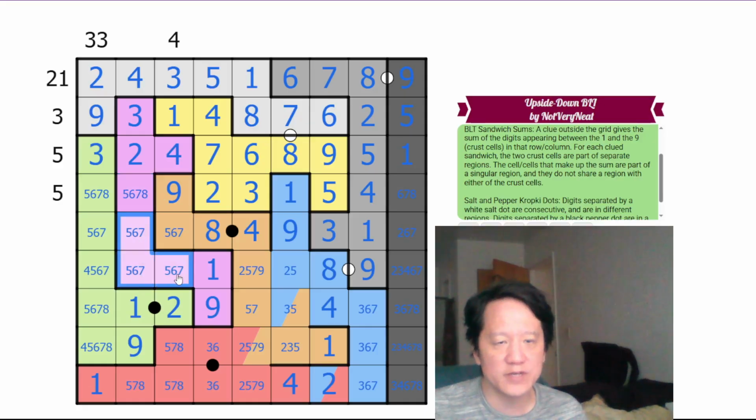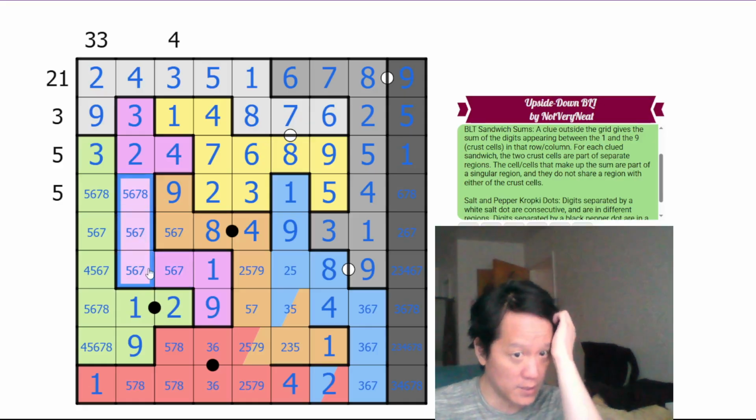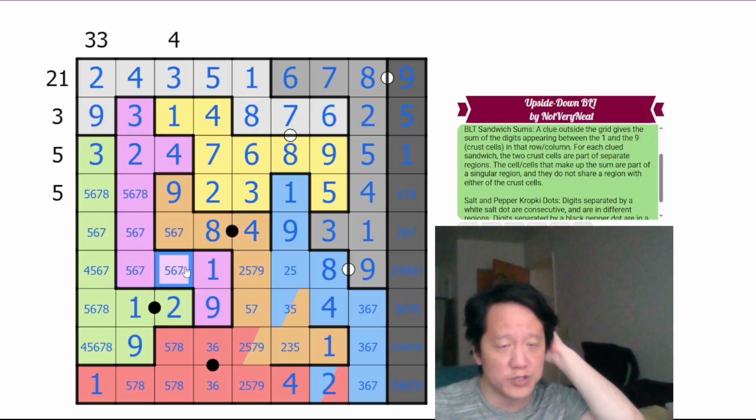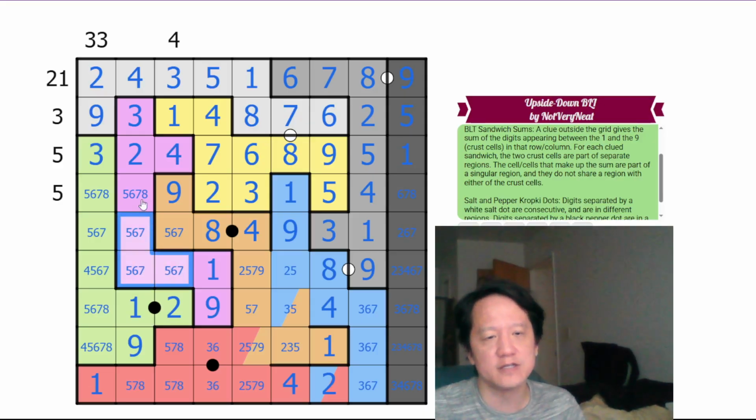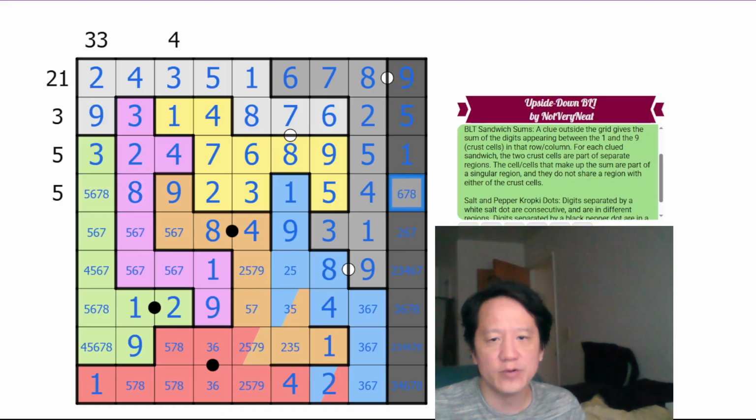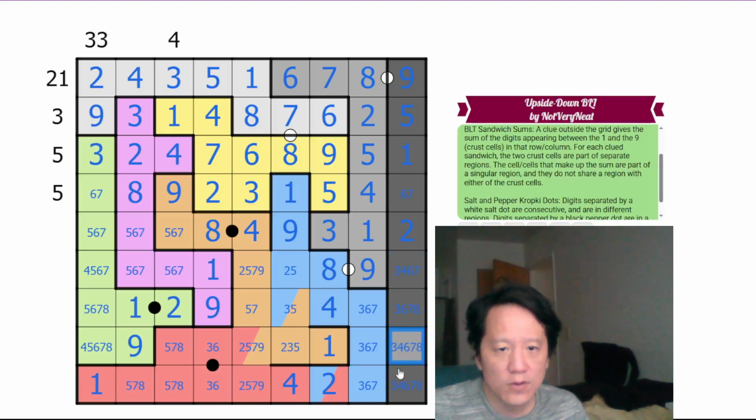We have 5, 6, 7 triplets in the pink region, so therefore the pink region cannot contain 5, 6, or 7. So this is 8. No 8 here. This has to be 6, 7 as a pair. This is 5, 6, 7 as a triplet, which eliminates 5, 6, 7 in the rest of the row. So this can't be 6 or 7. It's 2, which eliminates 2 in the rest of the column. 2 eliminates 2 here.